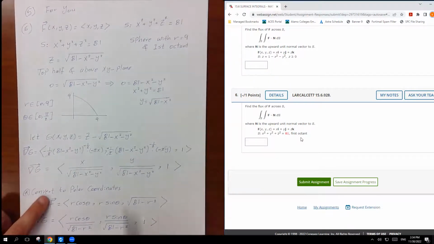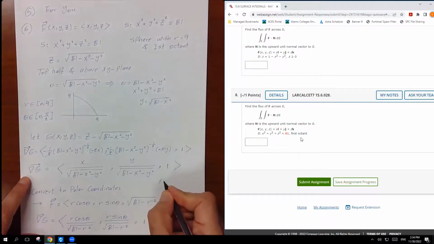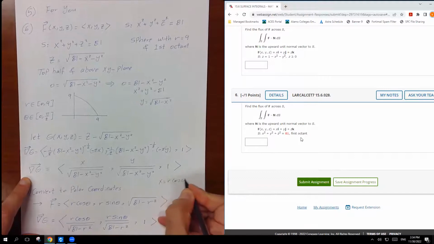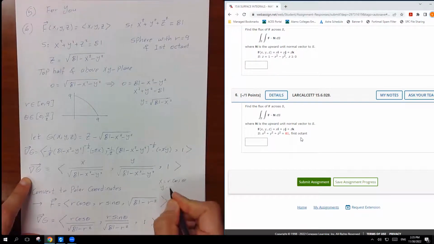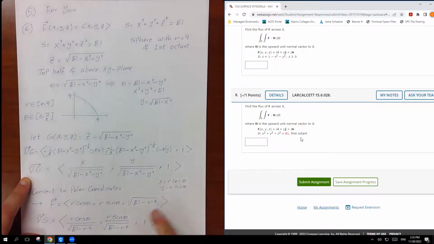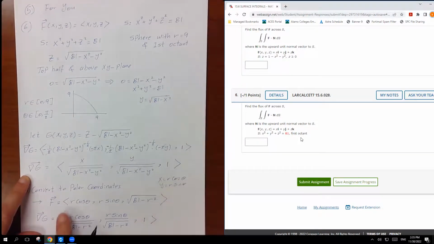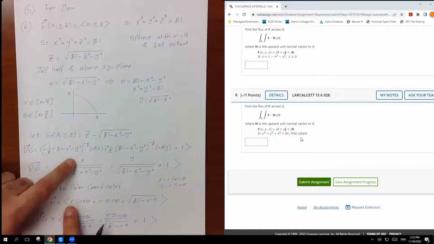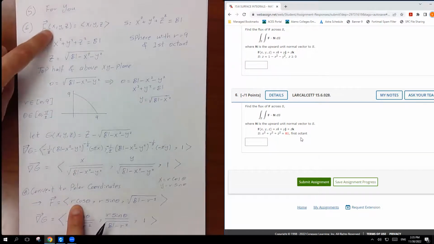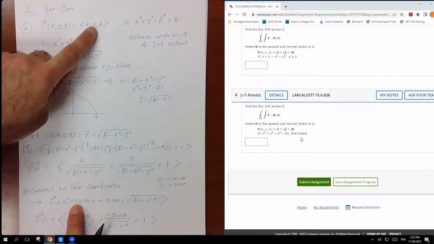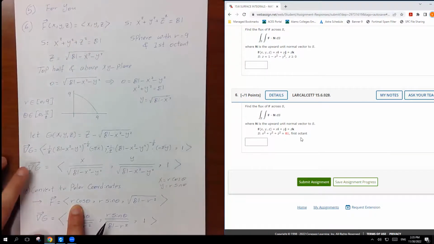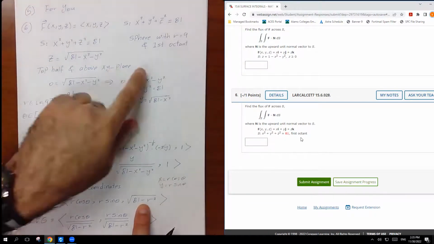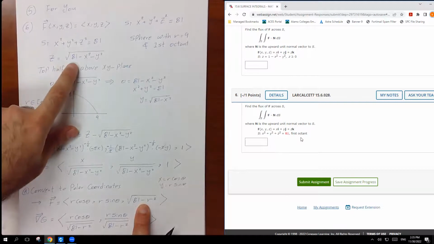Now we're going to convert to polar coordinates. So we already know x equals r cosine theta and y equals r sine theta. dx dy is going to be r dr d theta. So here's going to be r cosine theta, first of all with the F: r cosine theta, r sine theta, and z is going to be equal to 81 minus.